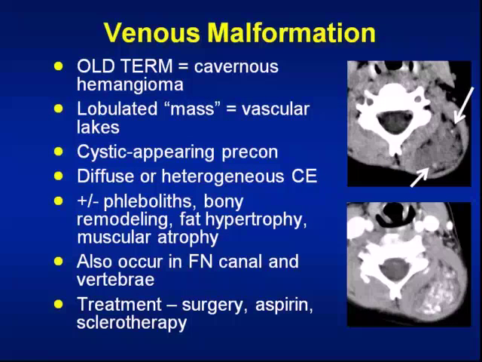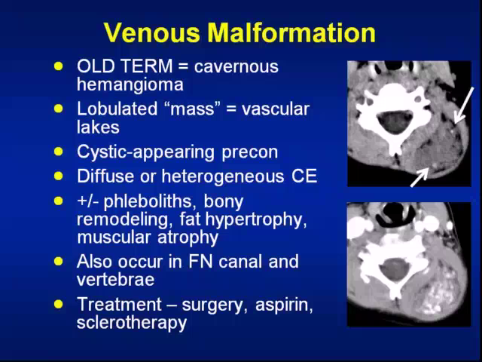Venous malformations used to be called cavernous hemangiomas. Please get that out of your vocabulary. Venous malformations are dilated lakes of veins. They may look cystic on a pre-con study. Their hallmark is the presence of phleboliths.